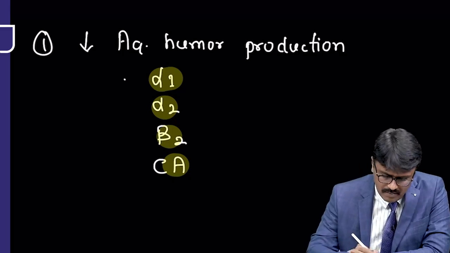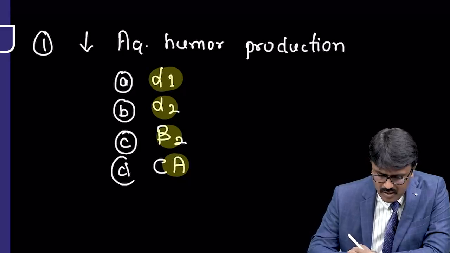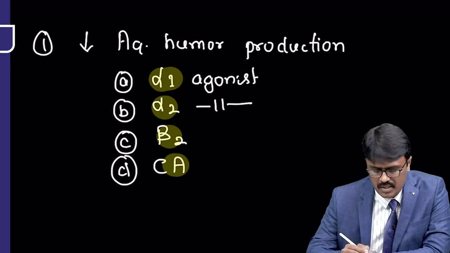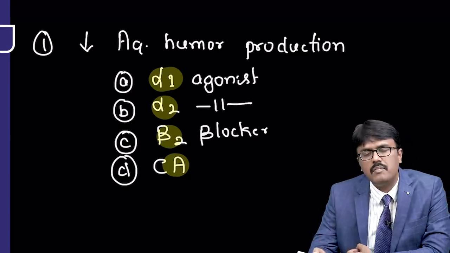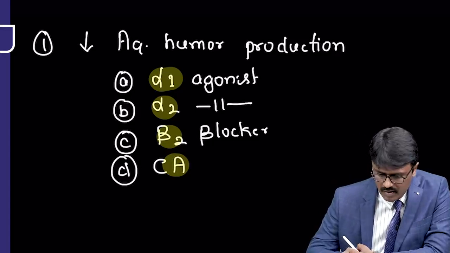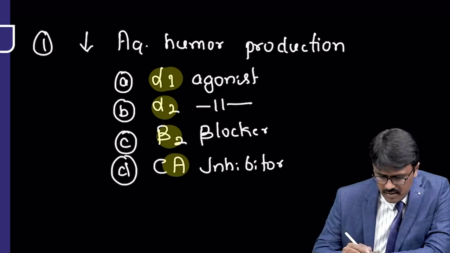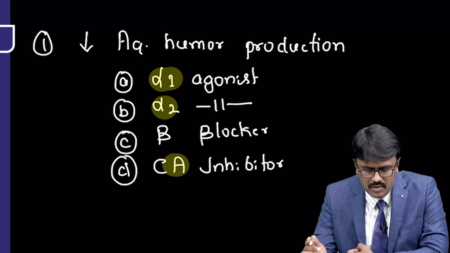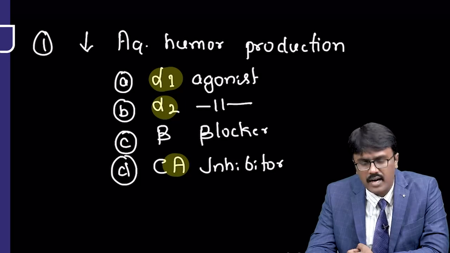I will classify them like this: target A, B, C, and D. What we have is alpha 1 agonist. Then we have alpha 2 agonist. Then we use the beta blockers. And then we have carbonic anhydrase inhibitors. Let me clarify this, we'll just write it as beta blocker, and I will explain the concept later. So the 4 drugs which decrease aqueous humor production are alpha-1 agonist, alpha-2 agonist, beta blocker, and carbonic anhydrase inhibitor.